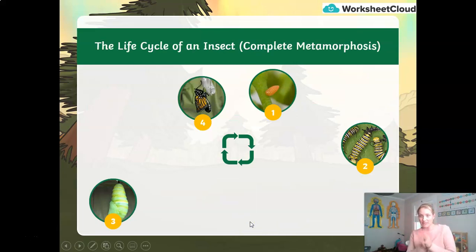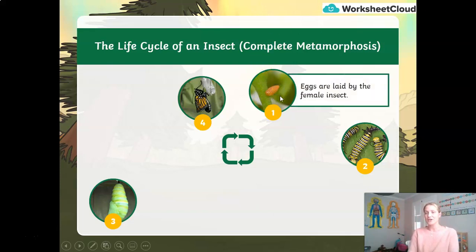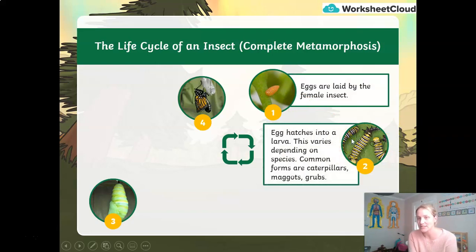So this is a complete metamorphosis. I've chosen a butterfly to show you here. So the first stage are the eggs. Eggs being laid by the female insect. Those then hatch into larvae, depending on the species, obviously. For a butterfly, it comes in the form of caterpillars, but some insects, like flies, for example, hatch into maggots. You can have grubs. I know they give me the chills, you know, that feeling at the back of your neck. But anyway, that's what happens.